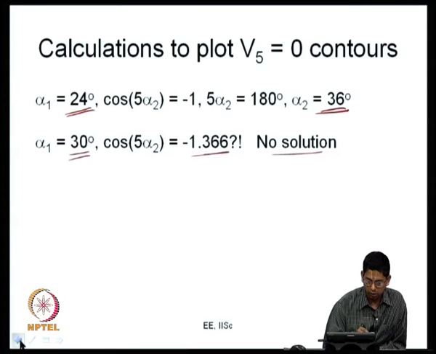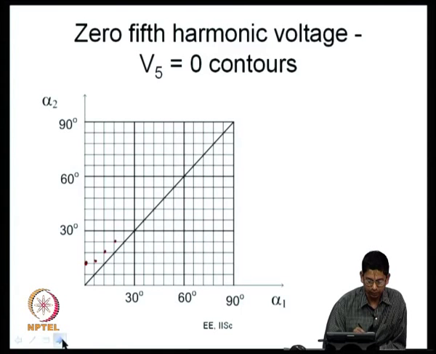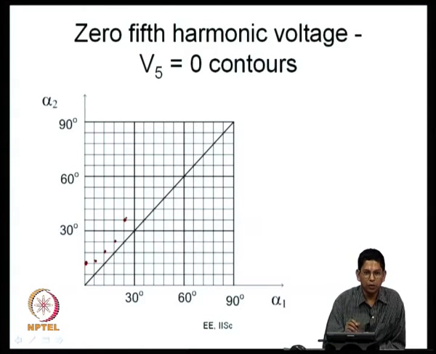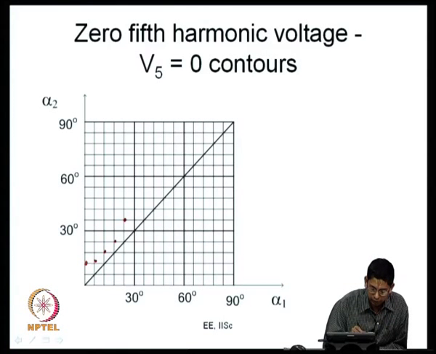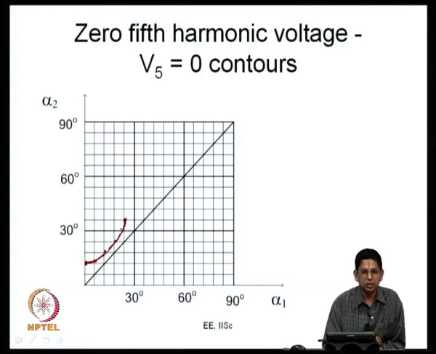I am sorry, 5 alpha 2 is 180, so alpha 2 is 36 degrees, right. So, I am getting here. So, this is what we have come to. Let me join this together. So, here it is a slope, it looks like 0 slope. You can actually verify that the slope is 0 when you are close to alpha 1 equal to 0 degrees, and you do this now. So, this is how the curve is.